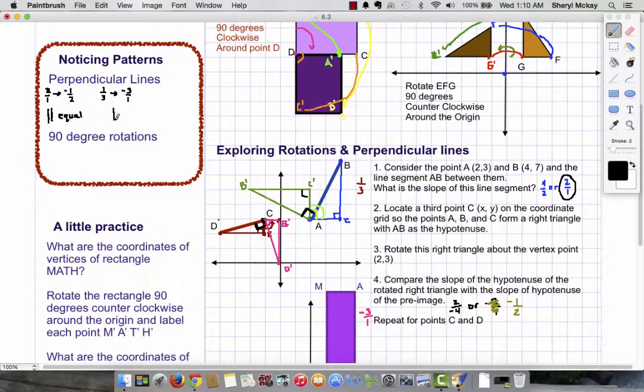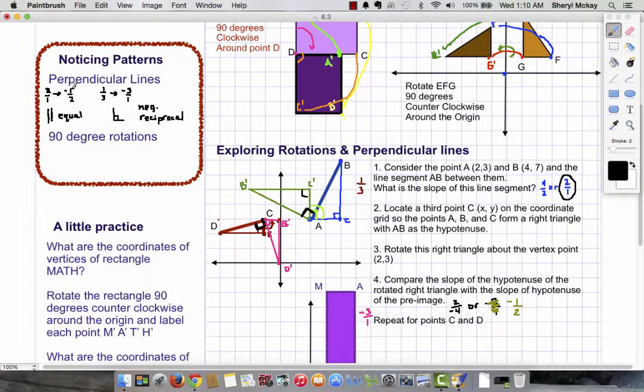Well, perpendicular lines, lines that form a right angle, have negative reciprocal slopes. Negative reciprocal slopes. Negative reciprocals. Look at this. 2 over 1. If we take the negative reciprocal, the reciprocal would mean we flip it over and it would become 1/2, and we take the negative of it.